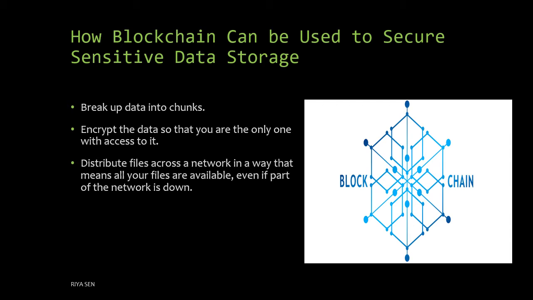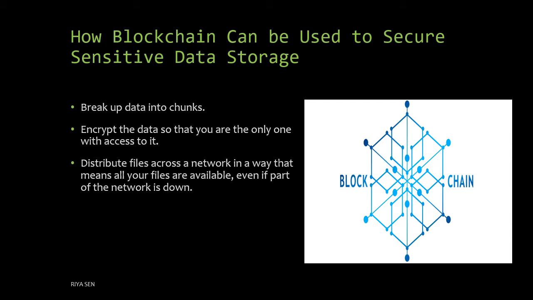Here we are going to take a look at how blockchain technology can improve on current centralized data security solutions and help keep us safe and in control. There are a few ways that a blockchain can be used in distributed storage software. One of the most common is to: 1. Break up the data into chunks, 2. Encrypt the data so that you are the only one with access to it, and 3.